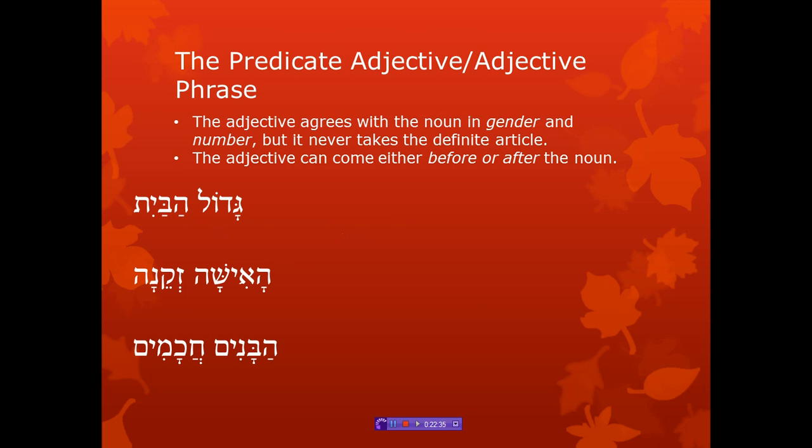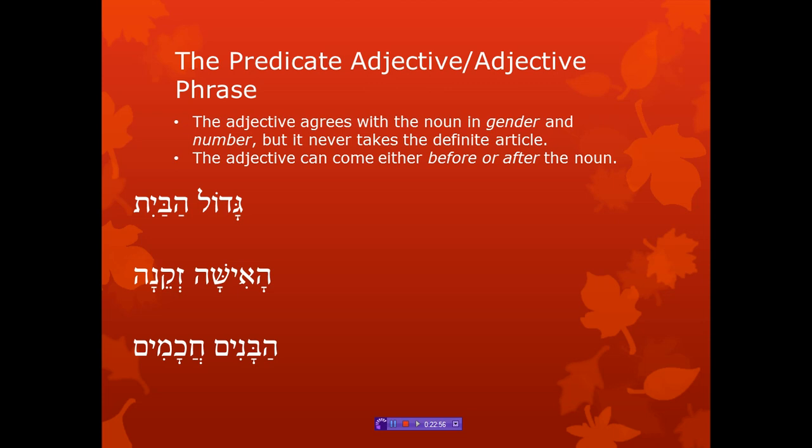And then secondly, the adjective can come either before or after the noun. That's going to be a little bit trickier. Remember, the attributive adjective comes after the noun. The predicate adjective, or the adjective phrase, can come in either place. So you have to keep that in mind. Let's look at an example.